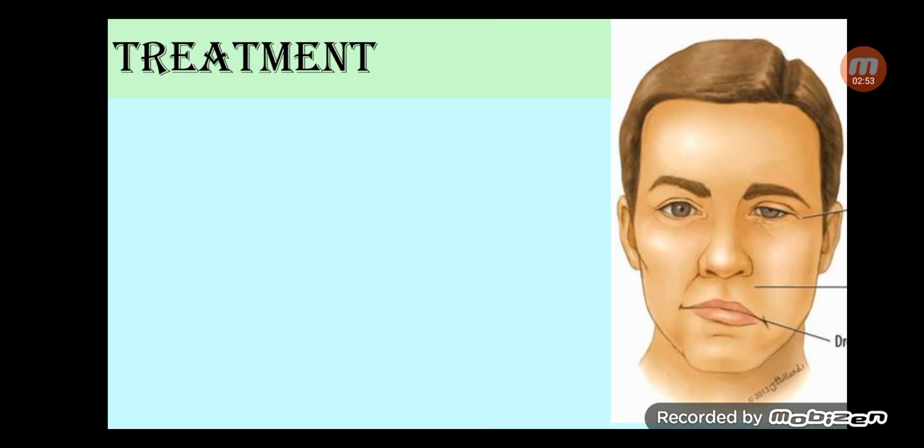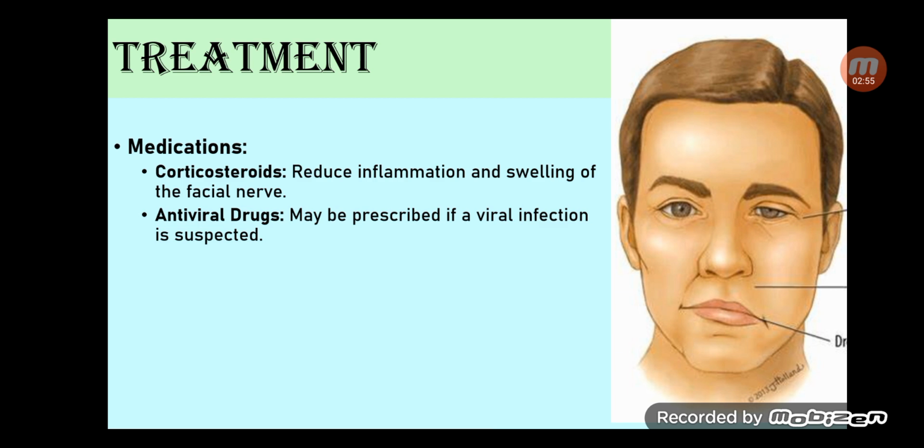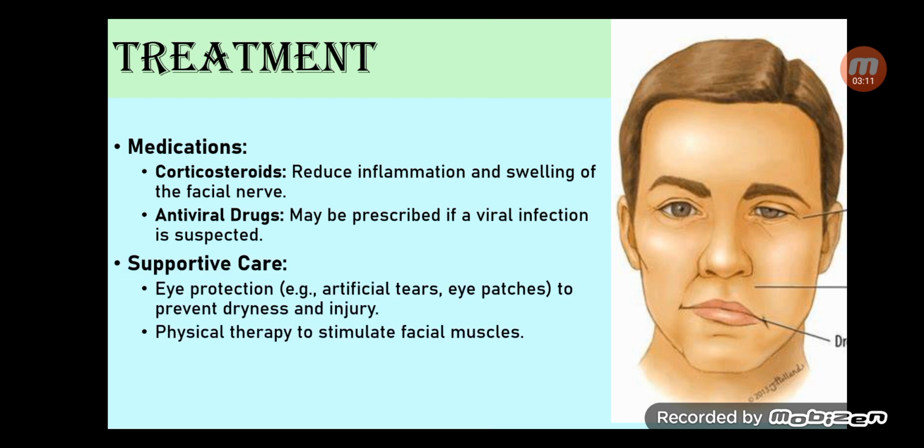Now we will talk about treatment of Bell's palsy. Treatment of Bell's palsy includes medications, which may be corticosteroids to reduce inflammation and swelling of the facial nerve if that is the cause of the Bell's palsy. And we can also give antiviral drugs that may be prescribed if a viral infection is suspected.